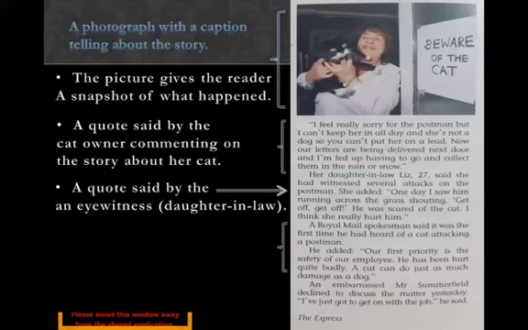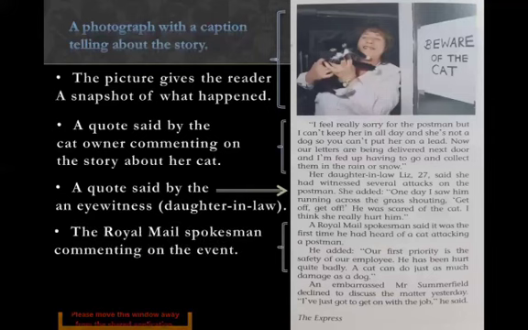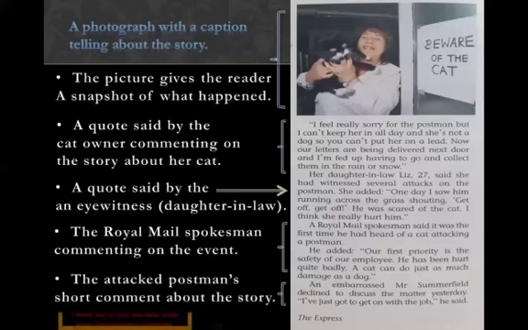And in this paragraph, we have the Royal Mail spokesman commenting on the event. And here, the attacked postman's short comments about the story. Finally, we have in the last paragraph, it's a short quote said by the postman, Mr. Summerfield, and he seems to be embarrassed. Yes? Okay, I think we have finished reading this text and analyzing it.